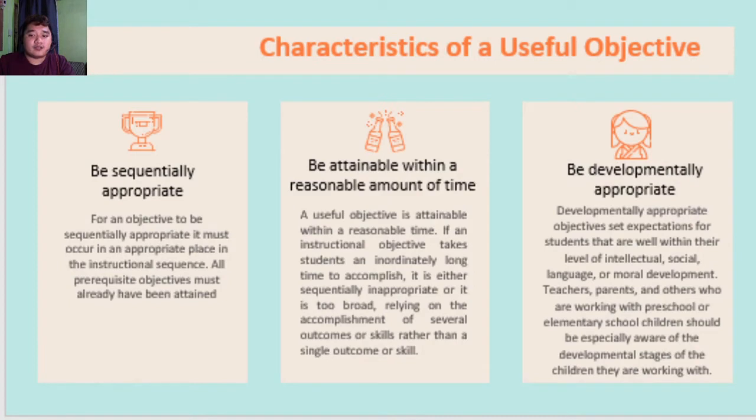Next are the characteristics of a useful objective. To be useful for instruction, an objective must not only be well written, but it also must meet the following criteria. First is to be sequentially appropriate. Second is to be attainable within a reasonable amount of time. And third is to be developmentally appropriate.